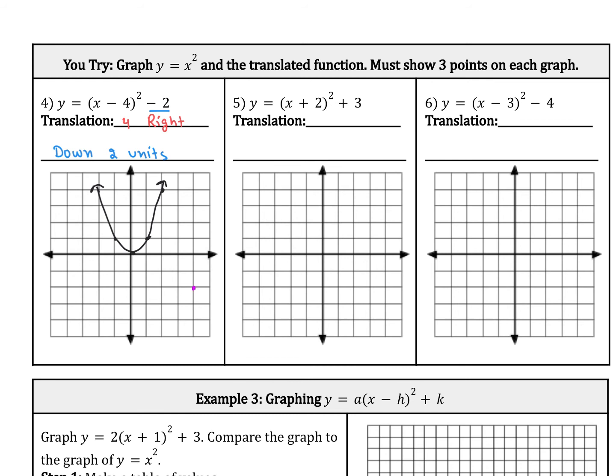And then you're going to move 1, 1 and 2, 4. The new graph is moved 4 units right, 2 units down from the original graph. For number 5, this plus 2 means that you're going to move 2 units left and 3 units up from the original graph.